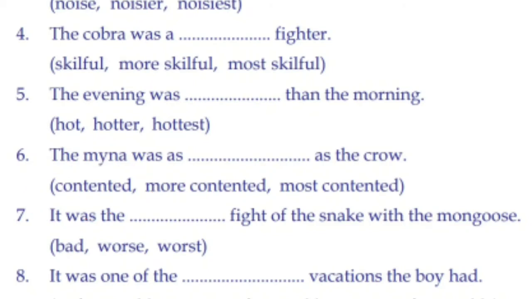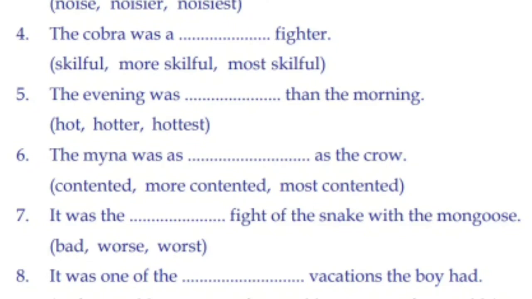Seventh sentence. It was the dash fight of the snake with the mongoose. Here we have the clue 'the'. It gives you the clue that we should use the superlative degree here. Of the given options, three options are given: bad, worse and worst. The superlative degree is worst. So the sentence can be completed thus: It was the worst fight of the snake with the mongoose.